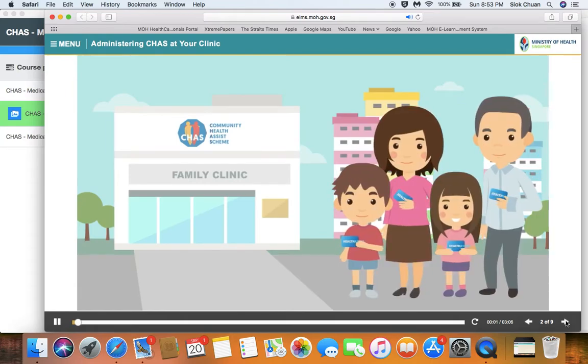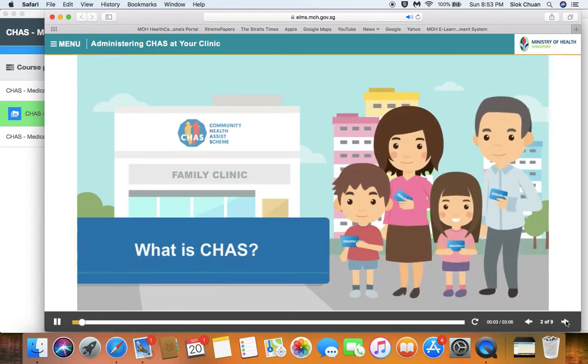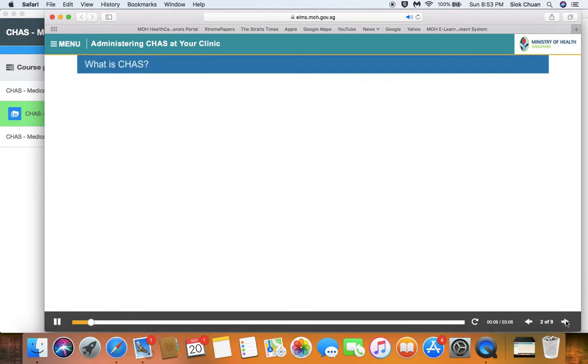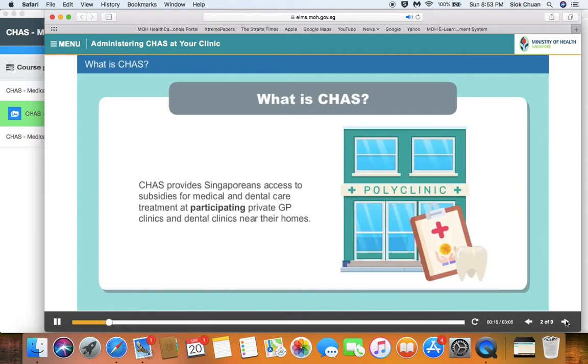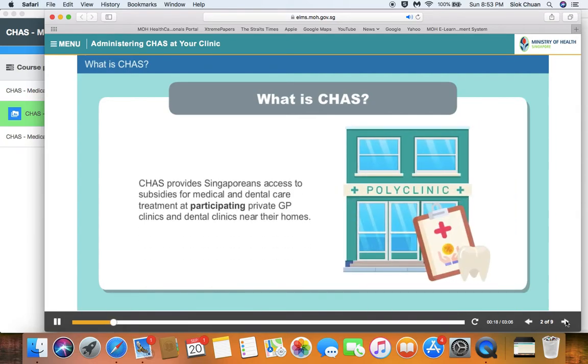First, we will go through the basics of CHAS, including what CHAS is and how CHAS should be used. CHAS is a means-tested subsidy scheme to ensure affordable primary care for Singaporeans. CHAS provides Singaporeans access to subsidies for medical and dental care treatment at participating private GP clinics and dental clinics near their homes.